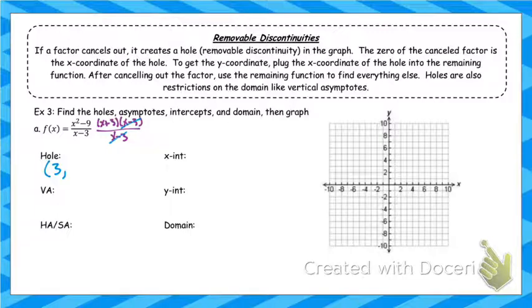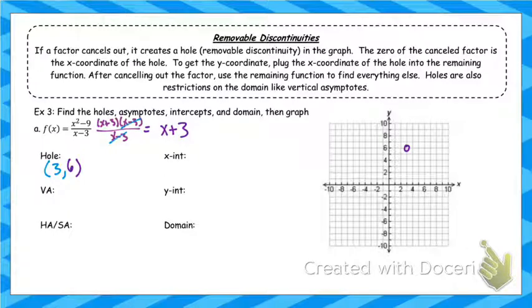Once it's canceled out, I'm going to rewrite whatever function's left over. In this case, all that's left is x plus 3. To get the y-coordinate, I take 3 and I plug it into x in that remaining function. So 3 plus 3 is 6. So this graph is going to have a hole at (3, 6). So all I do is I go to (3, 6), and I'm going to draw an open circle.